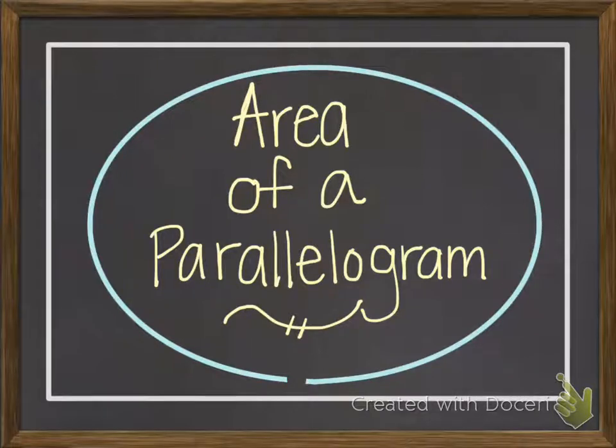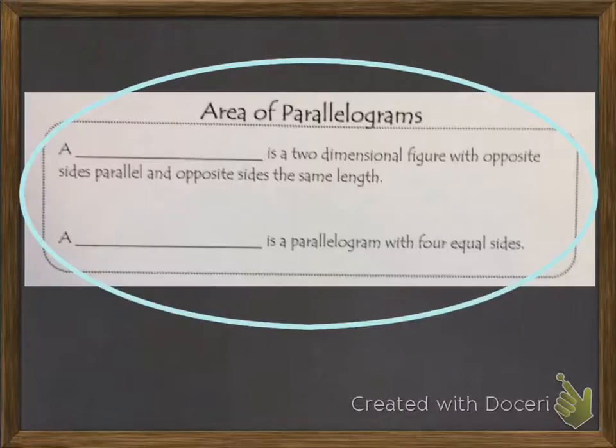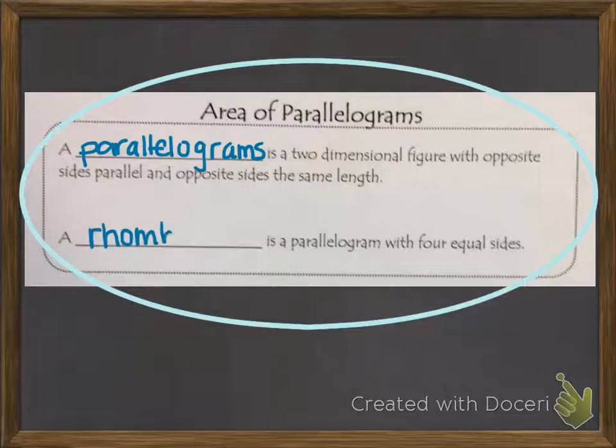Today we are going to learn about the area of a parallelogram. A parallelogram is a two-dimensional figure with opposite sides parallel and opposite sides the same length. So the opposite sides are congruent. Then we have a new figure called a rhombus, which is a parallelogram with four equal sides.